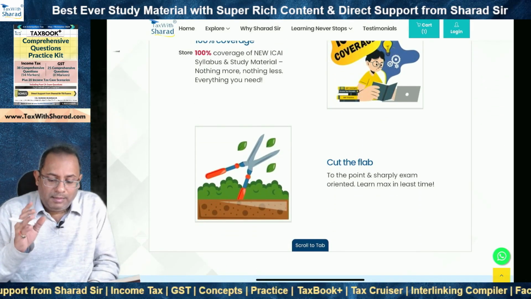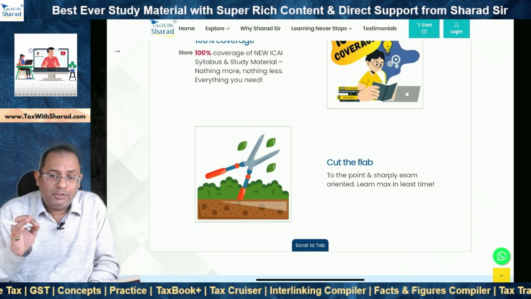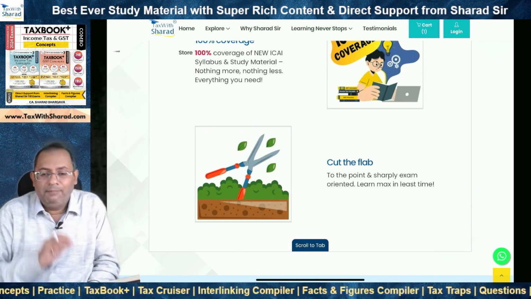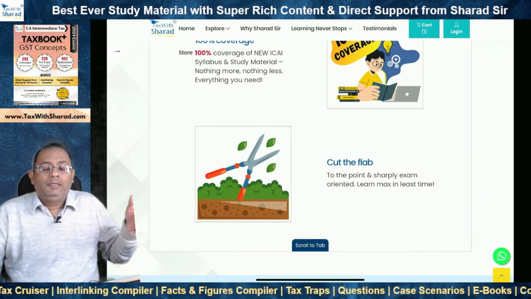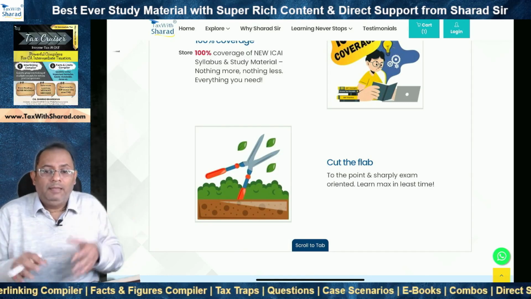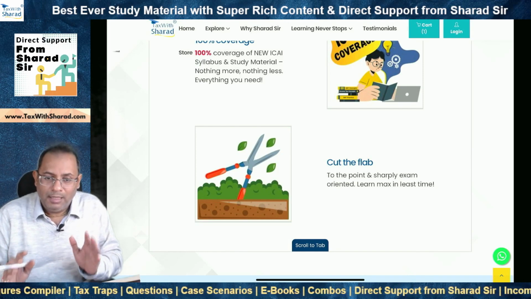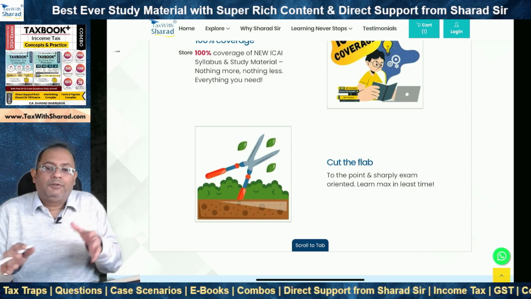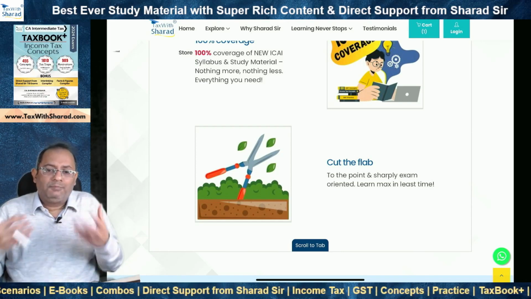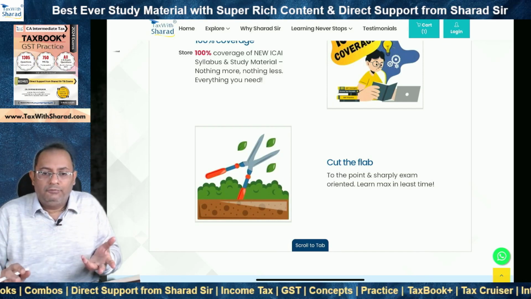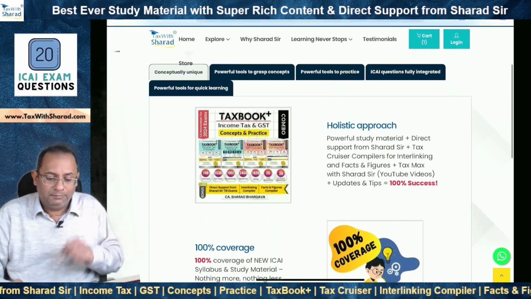The essence of TaxBook Plus is that it is to the point and sharply exam oriented, to ensure that you learn the maximum in the least time. You don't waste your time because time is very precious. So it cuts the flab. You will find many books in the market which not only cover the CA syllabus but also the syllabus of CS, CMA, BCom, MBA, etc. So you have a lot of things in the book which you really do not need, and it just wastes your time. Even if the book is meant only for CA, income tax is endless and vast, and so the authors tend to dump as many things as possible without thinking whether these things are really useful for you or not. But TaxBook Plus is different in essence because it cuts the flab and it is sharply exam oriented.